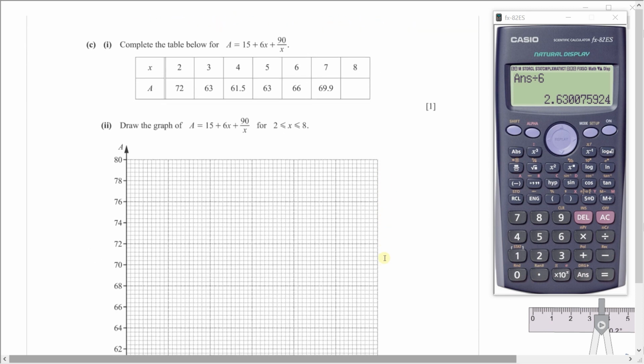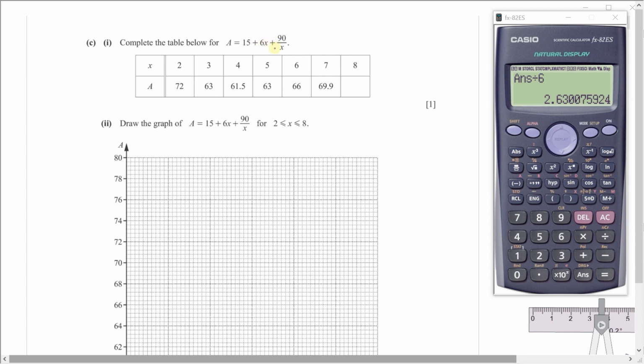So I can write 5.70 centimeter as the value of x here. The next part is complete the table below for a equals this equation. The value missing here is for x equals 8. If I substitute x equals 8, I will get 15 plus 6 times 8 plus 90 divided by 8. So 90 divided by 8 is 11.25, plus 8 times 6 is 48, so plus 48 plus 15. So this will be 74.25. So 74.25 will be your answer here.